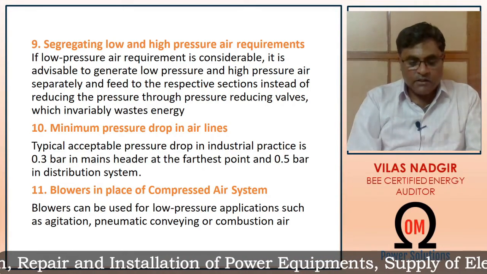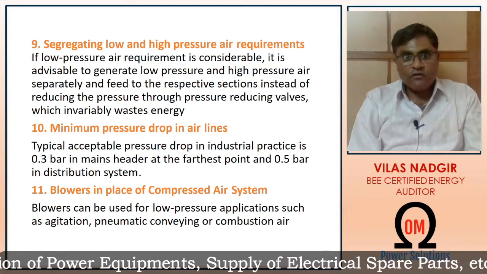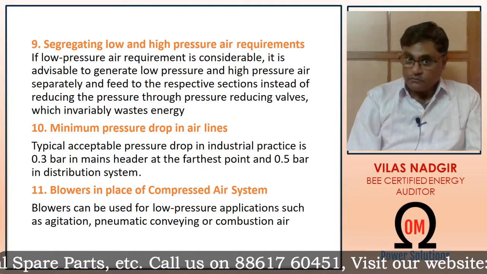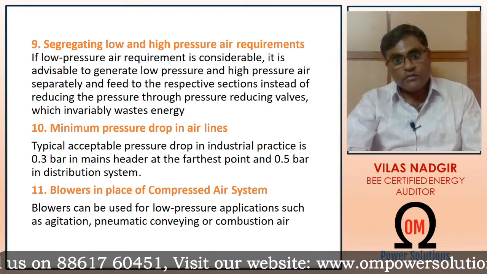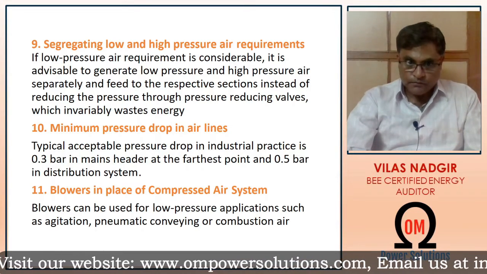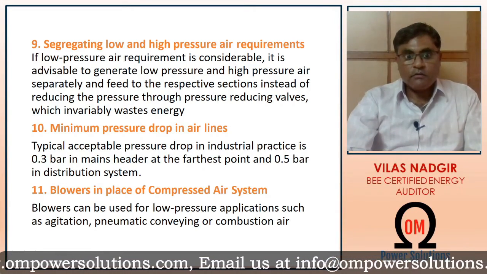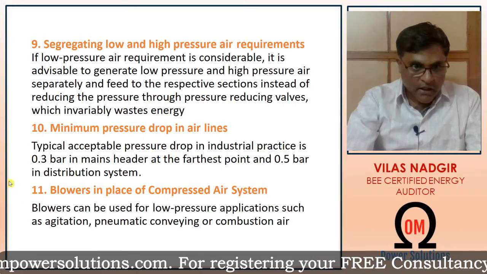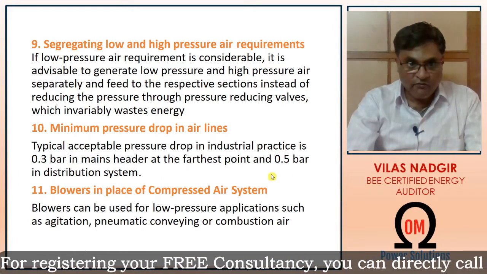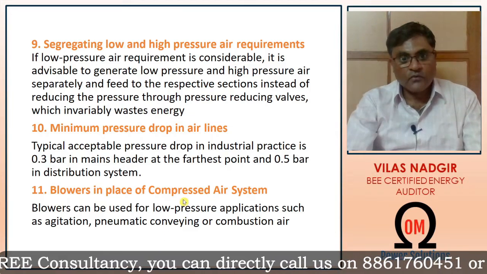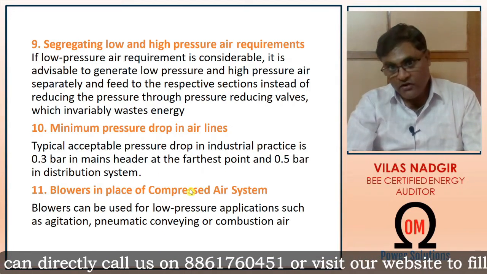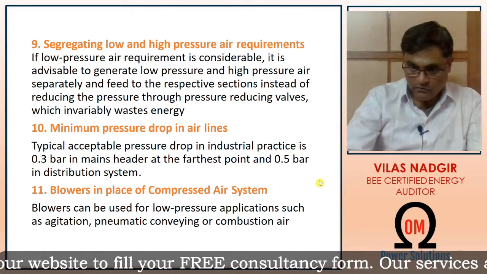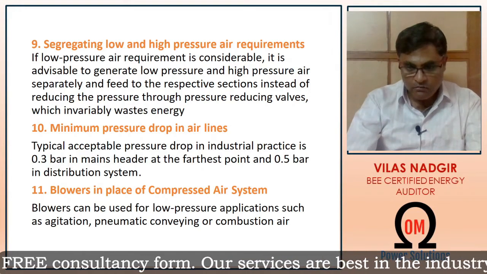Usually, I have seen that in many plants, people use pressure reducing valves. This really wastes energy. Minimum pressure drop in airlines: check your pressure drop in all the sections. These are the pressure drop limits as per BEE: 0.3 bar in the main header and 0.5 bar in the distribution system. This is the acceptable pressure drop. If it is going more than this, then you have to get it checked from us.